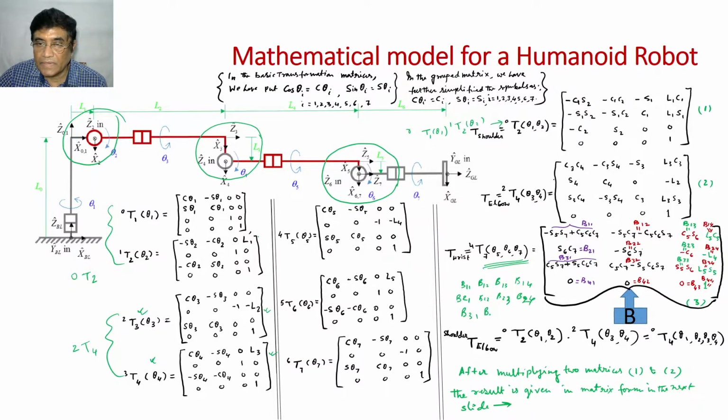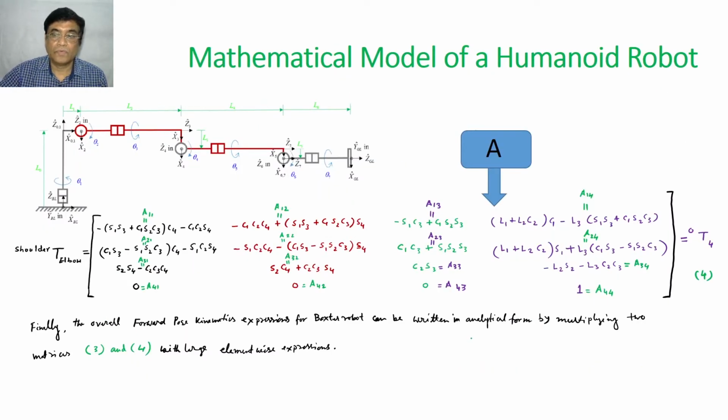B31, B32, B33, B34. Okay. So B41, B42, as simple as this, 43, and B44. So this is our matrix B, which we are defining. Okay, and all these elements are these elements.